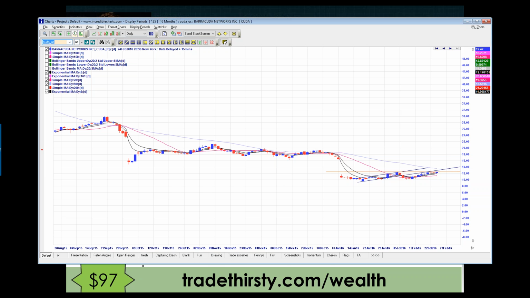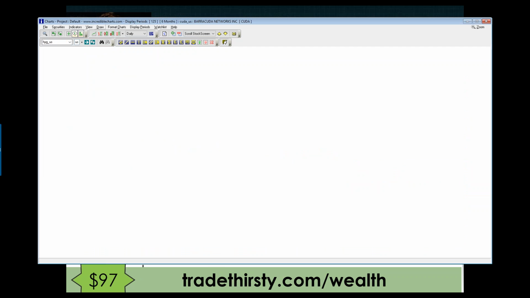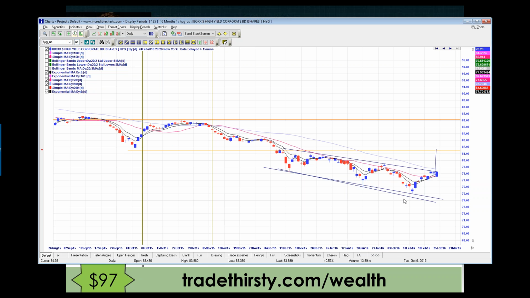Can we look at bonds, TLT? Well, let me show you the more important bonds to look at. Firstly, HYG, corporate high yield bonds. This is the one to watch when dictating where the market's going to go next.